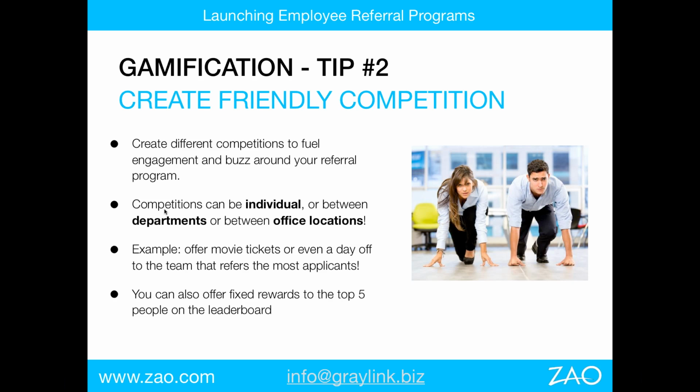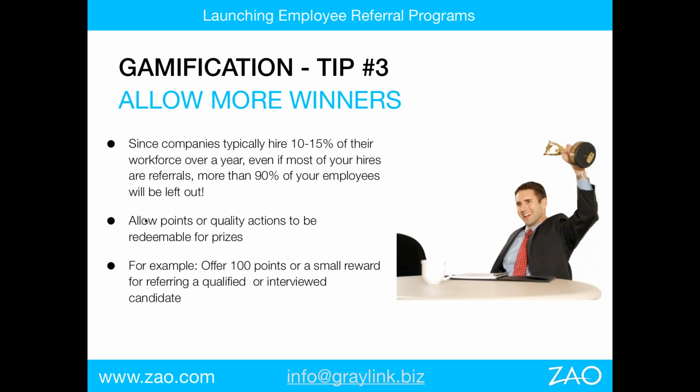So that there's a deadline, and people know when they're going to be measured. For example, you could offer movie tickets or a day off to the team that refers the most qualified applicants in a given month. Or a dinner for two to the top 5 people on the leaderboard. These things work, these things help, and make sure to put a deadline on it so that you build suspense and competition as the date comes closer. Okay, gamification tip number 3 is allow more winners.